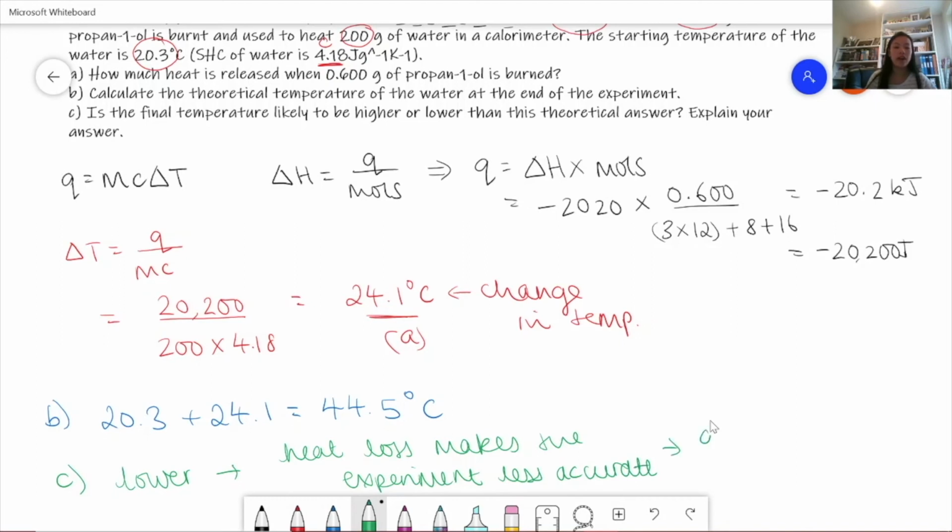So it goes to the air, or you could say it goes to the container, but basically it just doesn't heat up the water, because it's not only just heating up the water, it's heating up other stuff as well. So that means that the actual temperature of the water at the end won't be as high as 44.5 degrees.